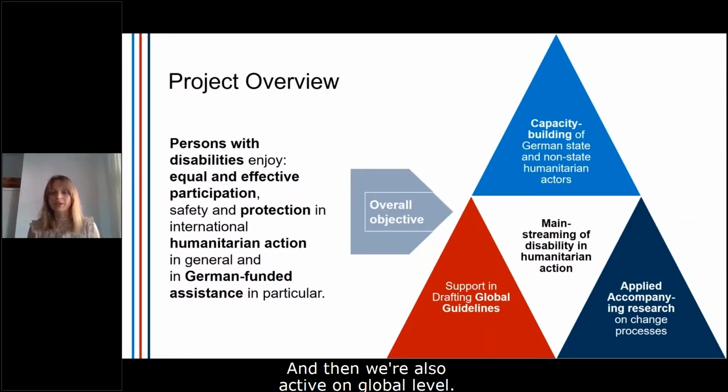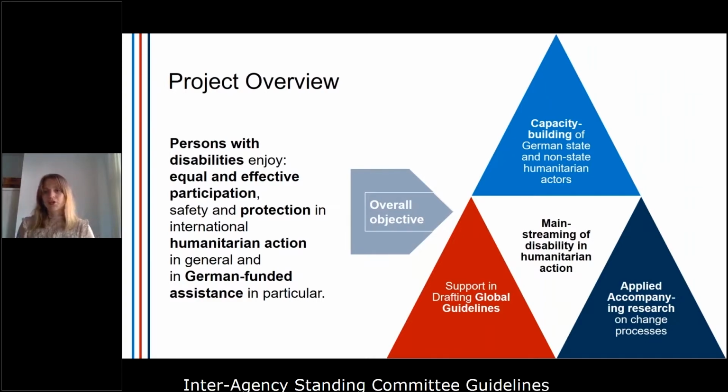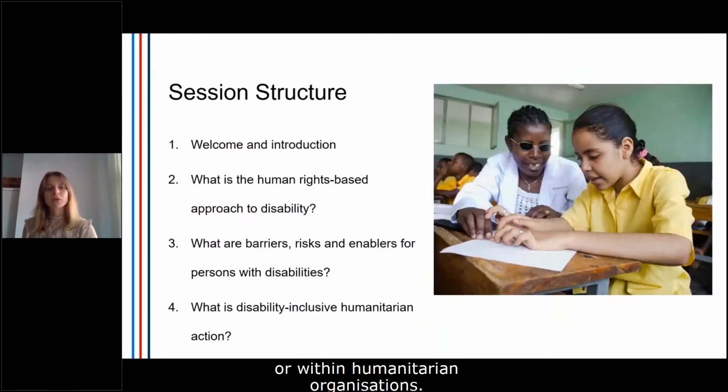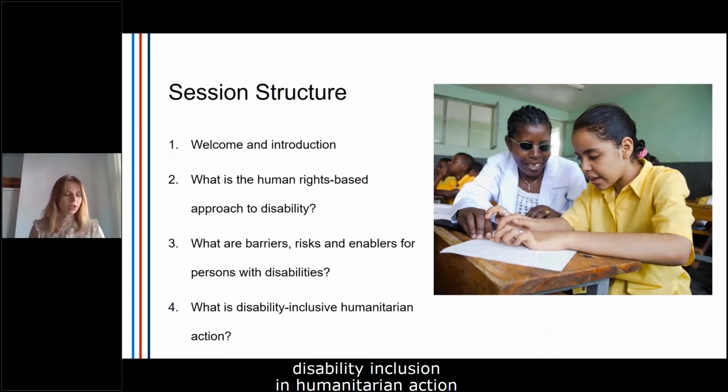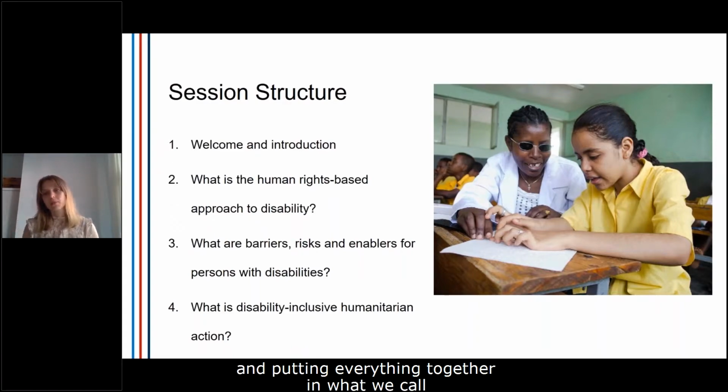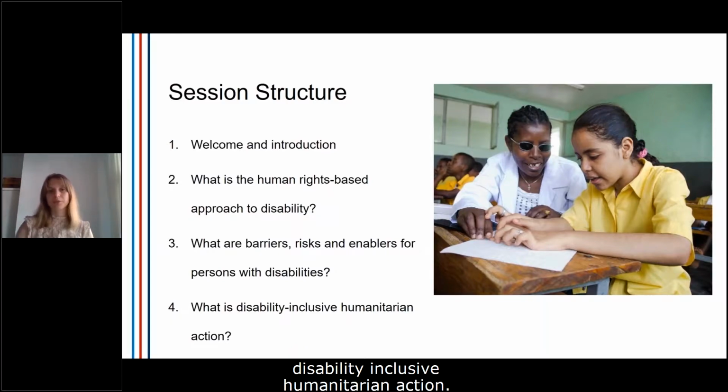And then we're also active on global level. We've supported the finalization of the Interagency Standing Committee Guidelines for Disability Inclusion in Humanitarian Action. Quite a long name, but you'll see it in the resource list. And we also strive at gathering more data on disability inclusion and on change processes within humanitarian organizations. However, this session is really about raising your awareness and sensitizing you about the topic of disability inclusion in humanitarian action by briefly referring to the human rights approach, talking you through barriers and risks, and putting everything together in what we call disability inclusive humanitarian action.